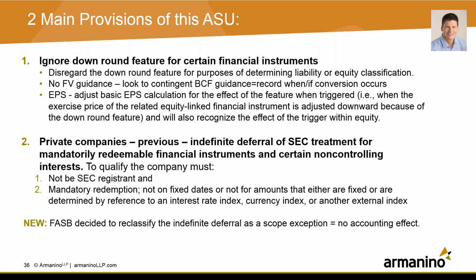So now you're outside of fair value accounting guidance, but you still have to look to contingent BCF guidance, which is beneficial conversion feature guidance, and you effectively have to record this now only on a when and if converted basis. So BCF guidance effectively says look at the intrinsic value, or what the person actually received in terms of a benefit on the date of conversion.